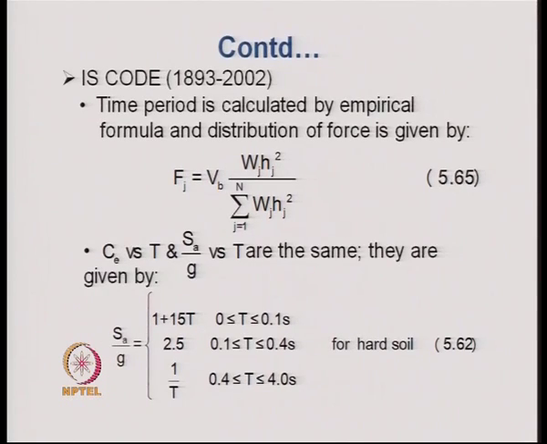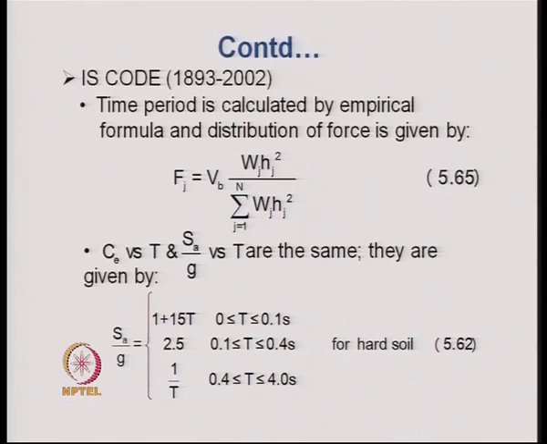Next comes our IS code. In the IS code, the time period is calculated by an empirical formula, and this empirical formula is different from the Rayleigh's approximate formula. The distribution of forces is given by equation 5.65. Here the k value is taken as 2. The Vb is calculated using the seismic coefficient method.